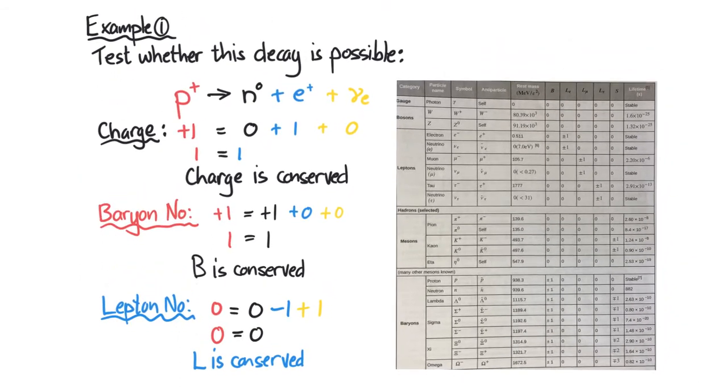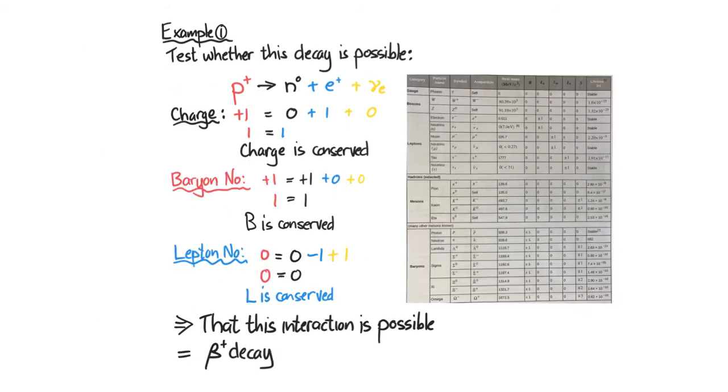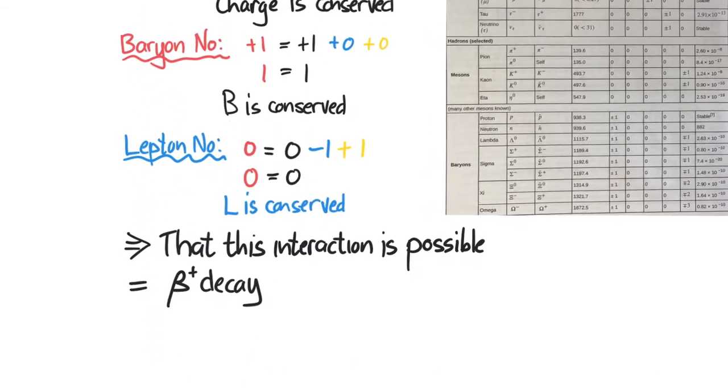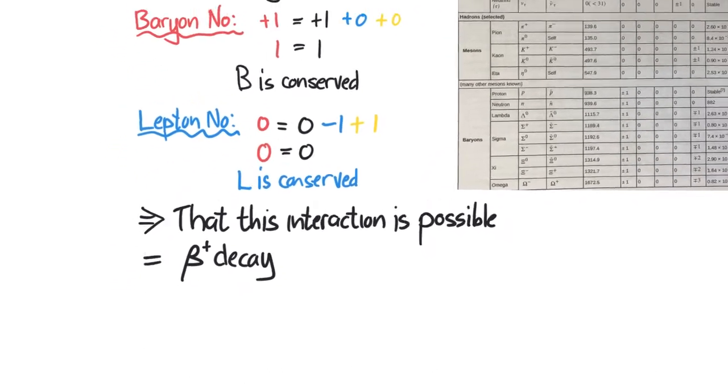So we see now that all three of these quantities are conserved. And the fact that all three of these quantities are conserved then implies that this interaction is possible.